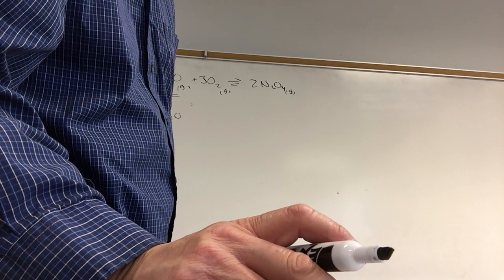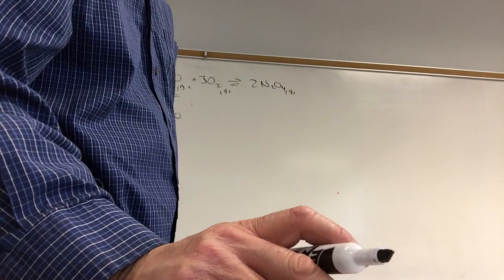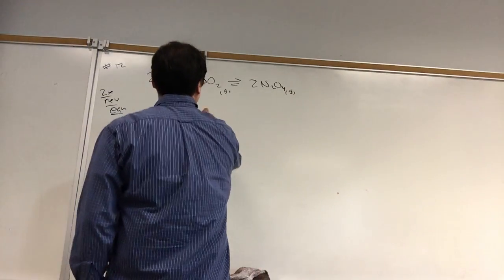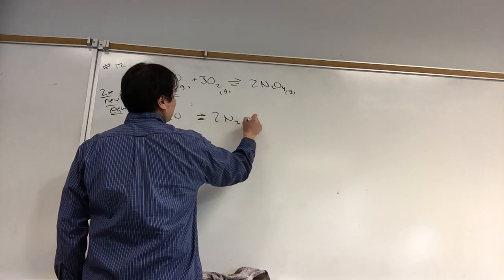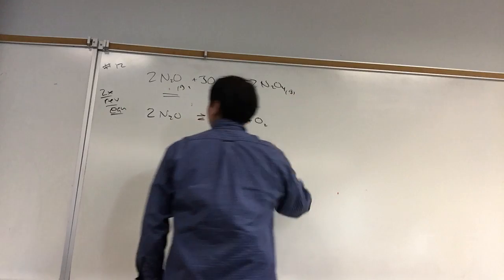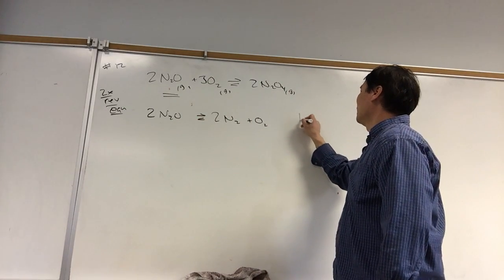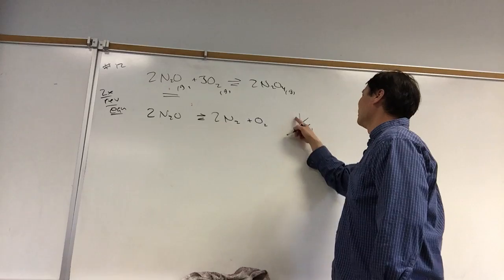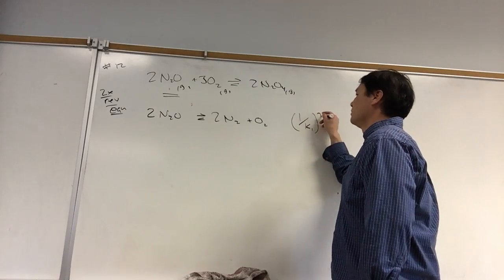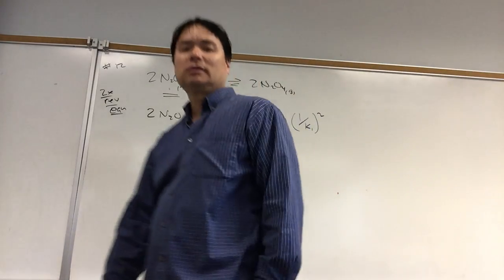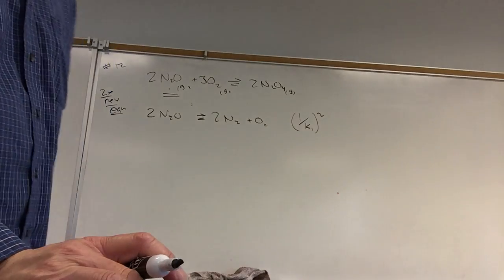And an O2 and a 2 N2s. So we'll go to 2 N2 plus an O2. And so if I double it and reverse it, what I have to do is I have to take the inverse of equation 1 and square it. And that would be it.